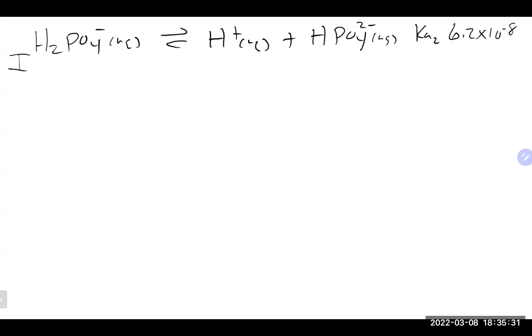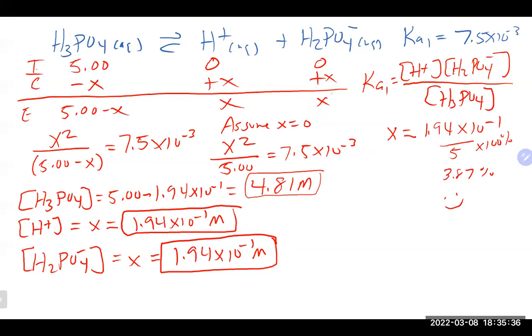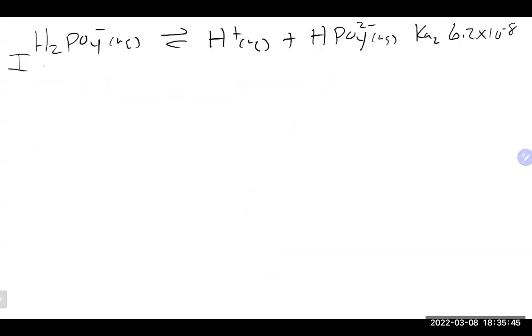My initial concentrations of this guy would come from the previous table's equilibrium concentration. So that would be 1.94 times 10 to the minus 1, again coming from the equilibrium step. Do I have some H plus in the solution at this point? I do. It also comes from the previous table, which happened to be the same number, I believe. 1.94 times 10 to the minus 1. And here we have 0 for the last guy.